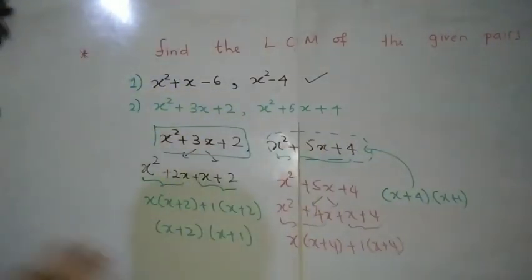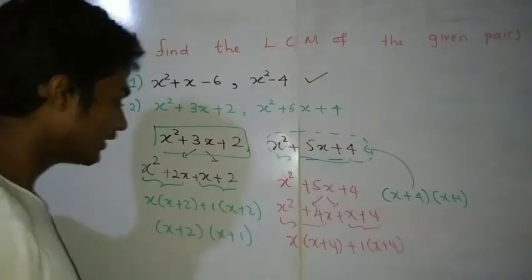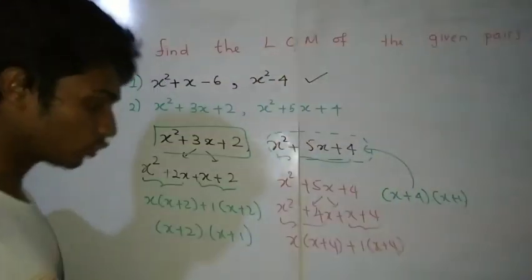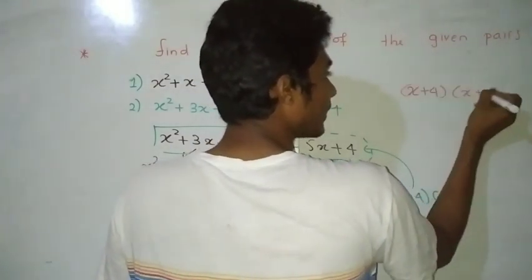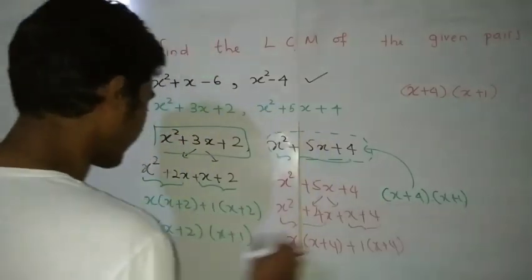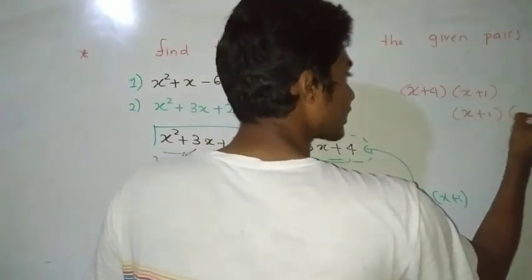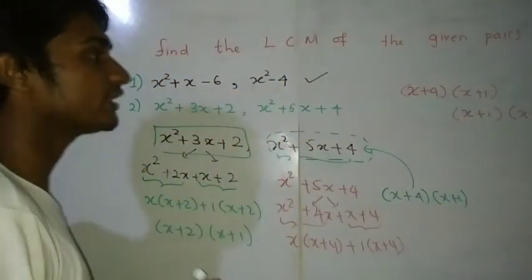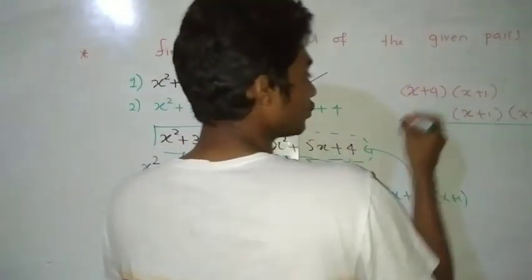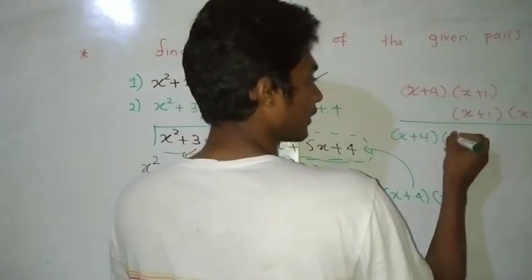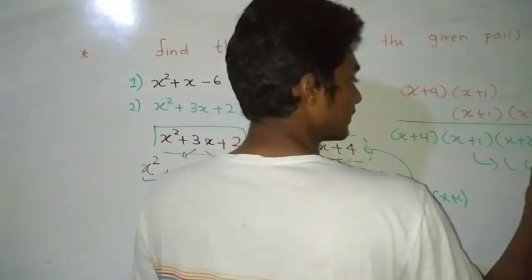Clear? Now what you have to do is write them in a line, but you have to follow one rule, that the similar terms should be in one line. So x plus 4 into x plus 1. If I write like this, x plus 4 and x plus 1, right, and you have x plus 2 and x plus 1. So you can write x plus 1 here, x plus 2 somewhere around here. Now you see that similar terms are in one line, right? Now you can put a line like that. So you have x plus 4, x plus 1 and x plus 2 to be your LCM. So this is the LCM.